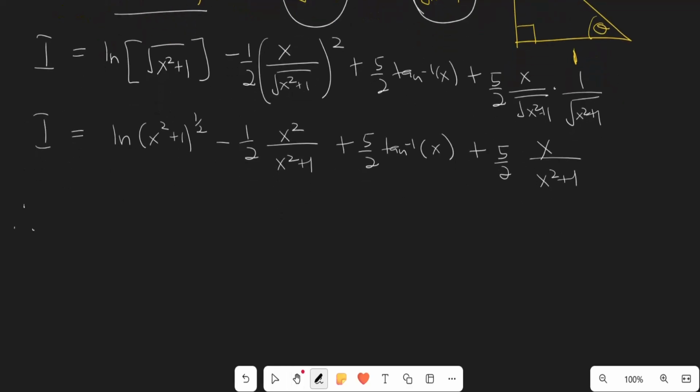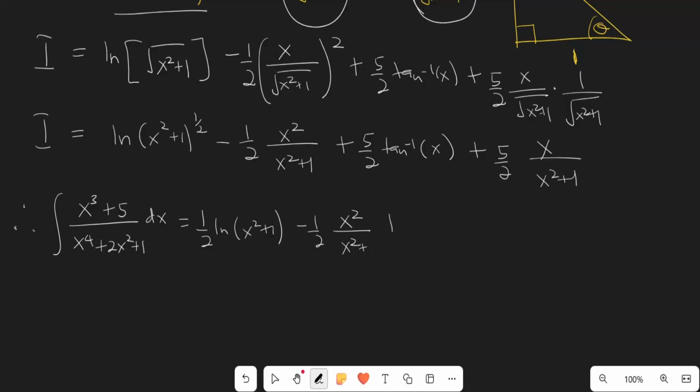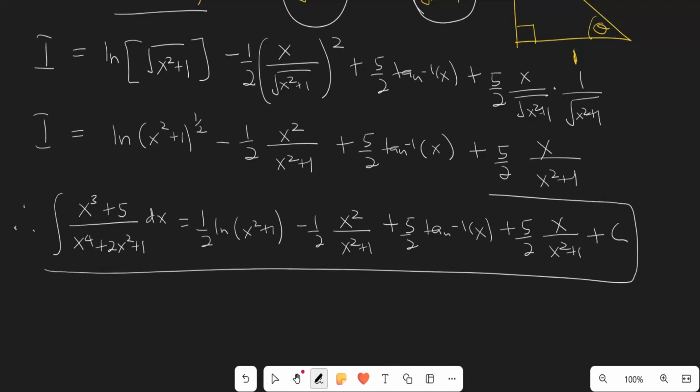So therefore, after 11 hours of evaluating this integral, our integral, which is x to the third plus 5 divided by x raised to the power 4 plus 2x squared plus 1 dx, evaluates to, using the laws of logarithm, 1/2 ln of x squared plus 1 minus 1/2 x squared over x squared plus 1 plus 5 over 2 times the arctan of x plus 5 over 2 times x over x squared plus 1 plus the constant of integration. So ladies and gentlemen, this one is the value of our integral.